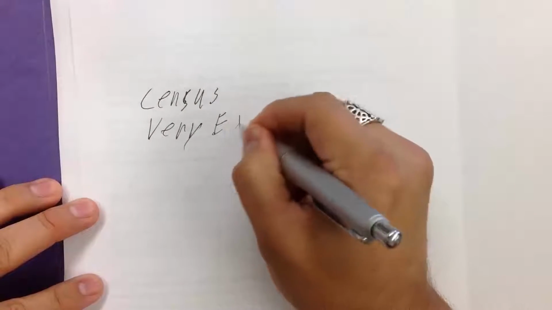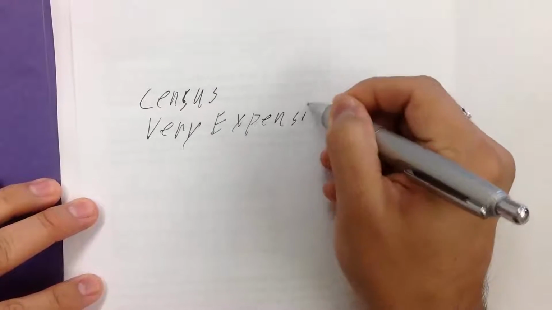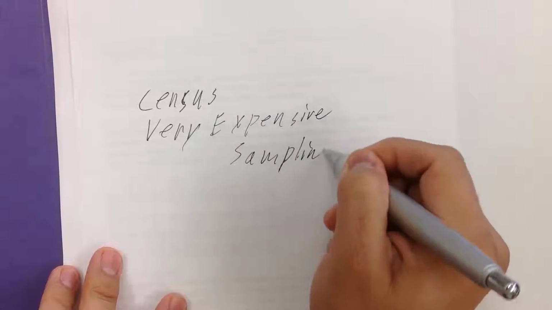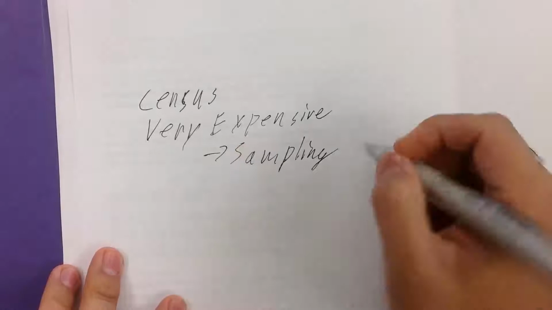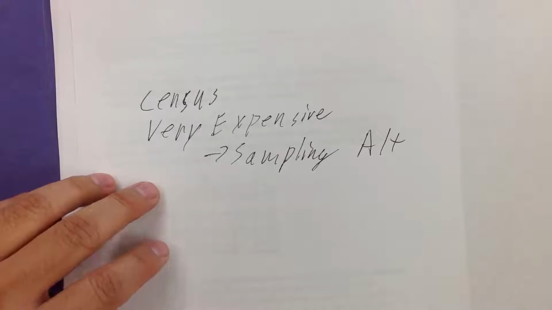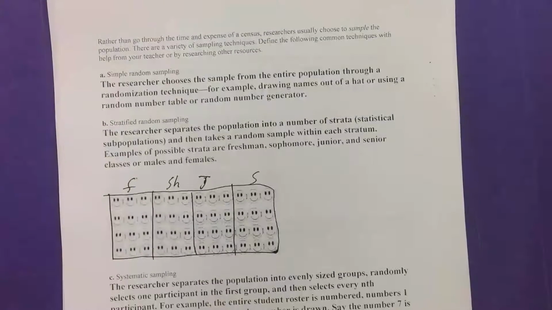Because it's very expensive, we can't just go ahead and do a census on anybody just to find out if they like a bag of chips. So we have to do something called sampling. This is a cheaper alternative to the census. This is different from a census because the census gets information from every single person. So we do something called samples. We take samples.